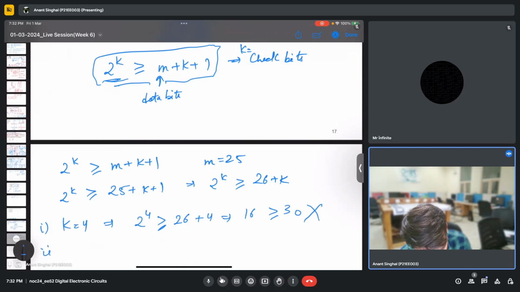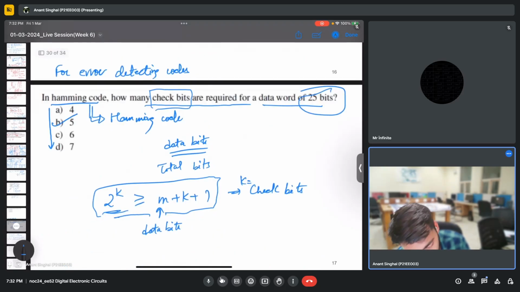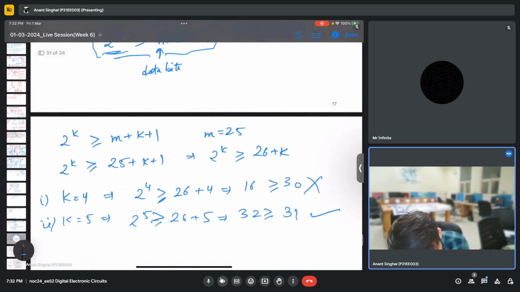So let's move ahead to the next option. For k equals 5, it is 2 raised to the power 5, which should be greater than or equal to 26 plus 5. Now 2 raised to the power 5 is 32, which is greater than or equal to 31. So this is correct. So 5 check bits are required for a data word of 25 bits. So in Hamming codes, we can clearly see 5 bits are required. Let me know quickly if you understood the concept.